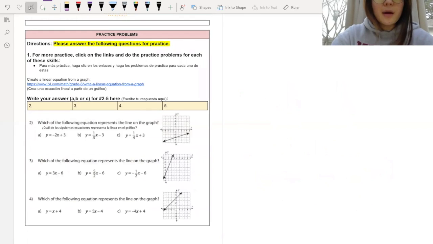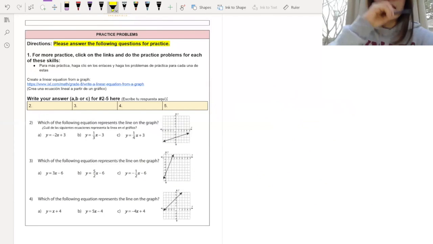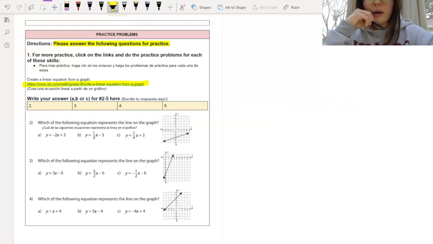So for our practice problems, please take a moment. I do really want you to try the link here if you're working on your computer to create a linear equation. Having all that practice is really important. It also tells you whether you get it right or wrong, so I can give you that immediate feedback.